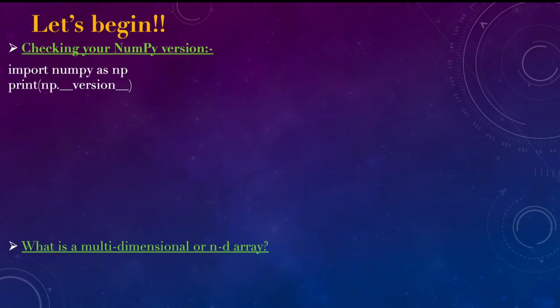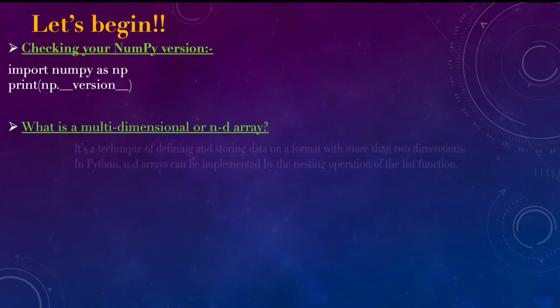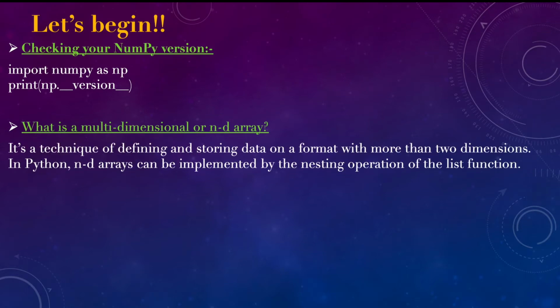Now let's see what are multidimensional or ND arrays. Multidimensional arrays can be considered as powerful data structures or techniques of defining and storing data in a format with more than 2 dimensions. You can consider it as a table of elements, usually numbers, all of the same type, indexed by a tuple of non-negative integers. In Numpy, dimensions are also called axes, so we will come to it later on. In Python, multidimensional arrays can be implemented by fitting a list inside another list, which is basically a nesting operation for the list.